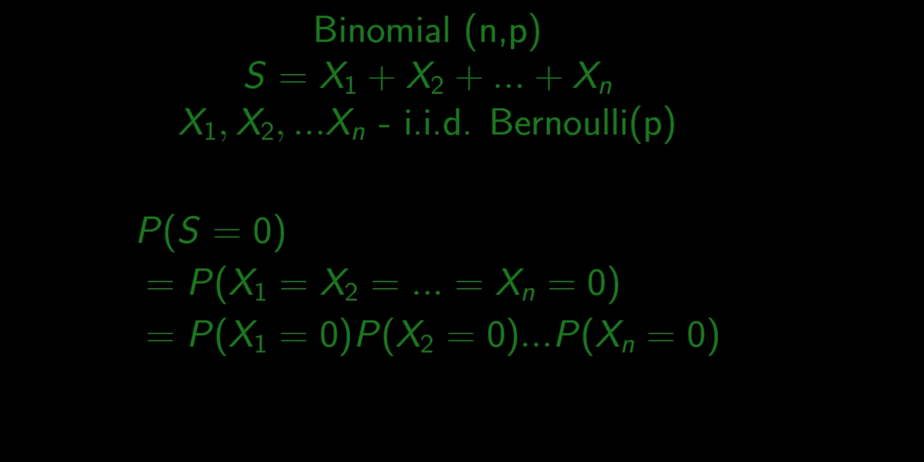Since all the Bernoulli variables are identically distributed, these probabilities are the same, each equal to 1 minus p or q. We multiply them n times, therefore the final probability of getting 0 heads is equal to q to the power of n.